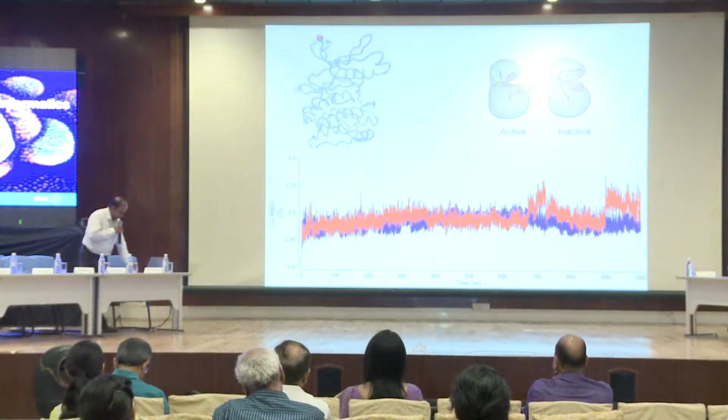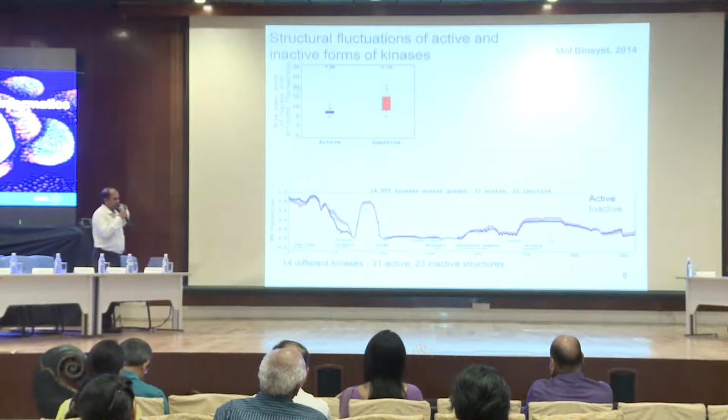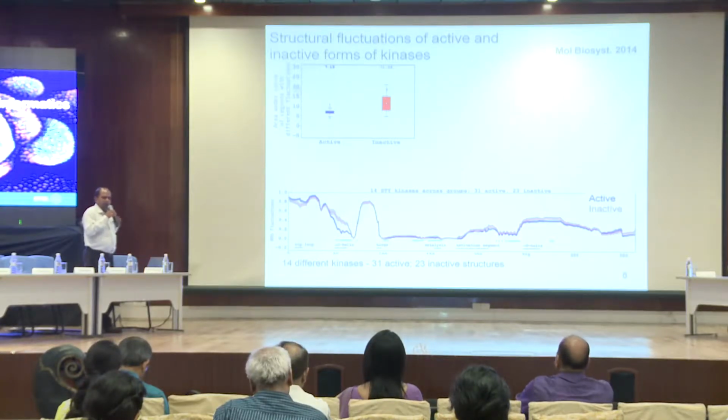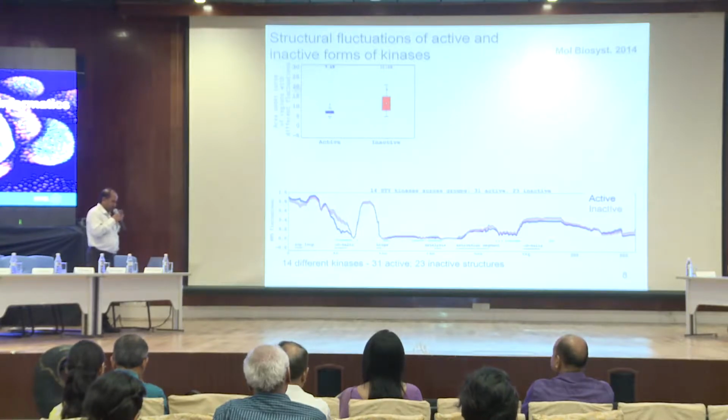What this picture shows, at the bottom, is the 1 microsecond simulation of active and inactive forms of the same kinase. The red shows inactive and blue shows active, and generally, the detailed analysis shows that the extent of dynamics is higher in inactive kinases than active. When you do it for a large number of kinases, this is big data now, we couldn't afford to do molecular dynamics at the time we did this work, so we had to be content with the quick and dirty way of the normal mode analysis, the coarse grain analysis. But it is still useful, and it clearly shows that inactive kinases have higher level of dynamics than active.